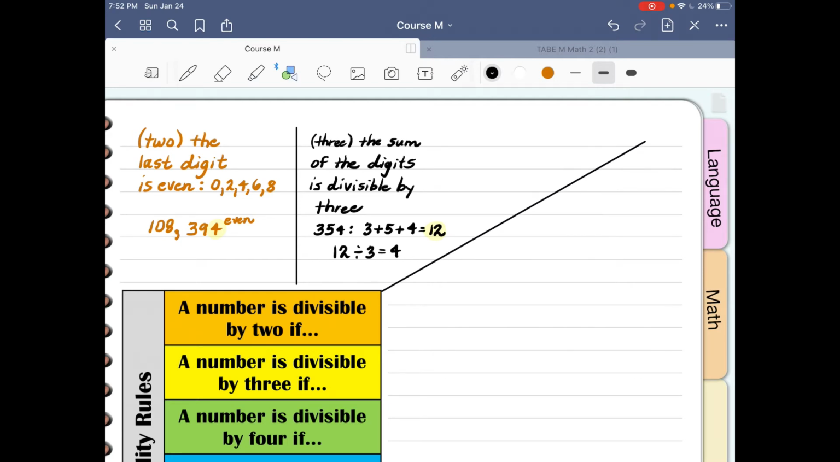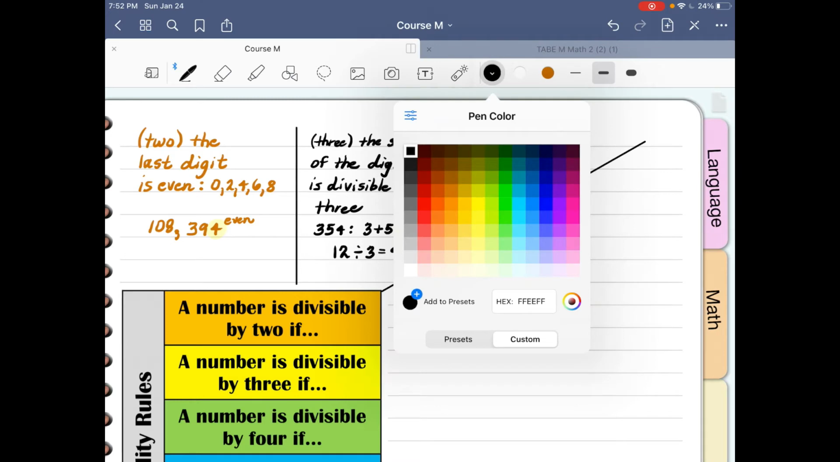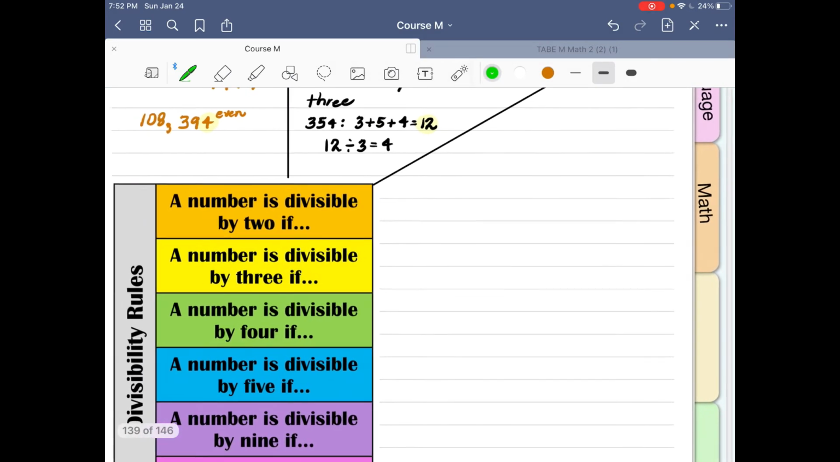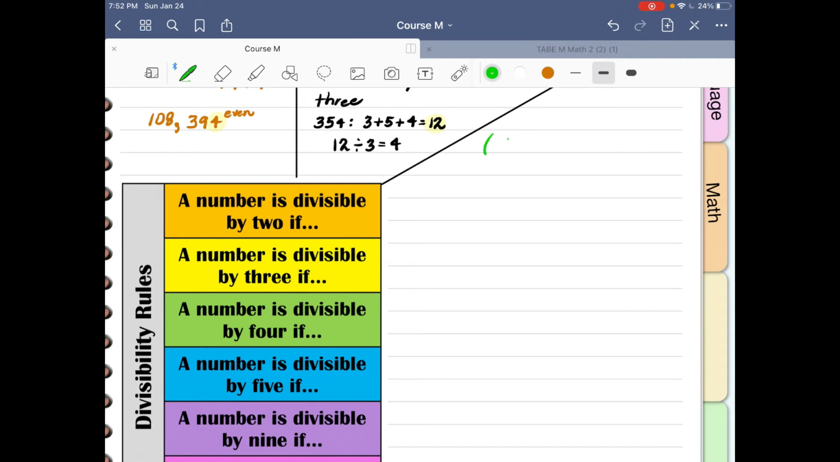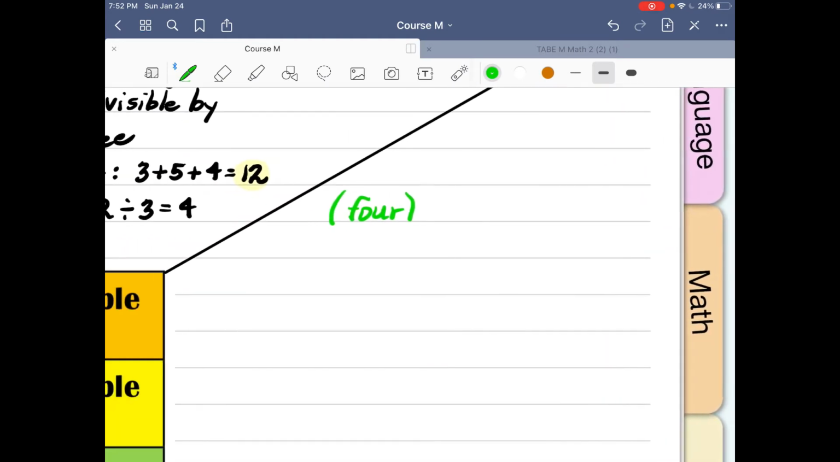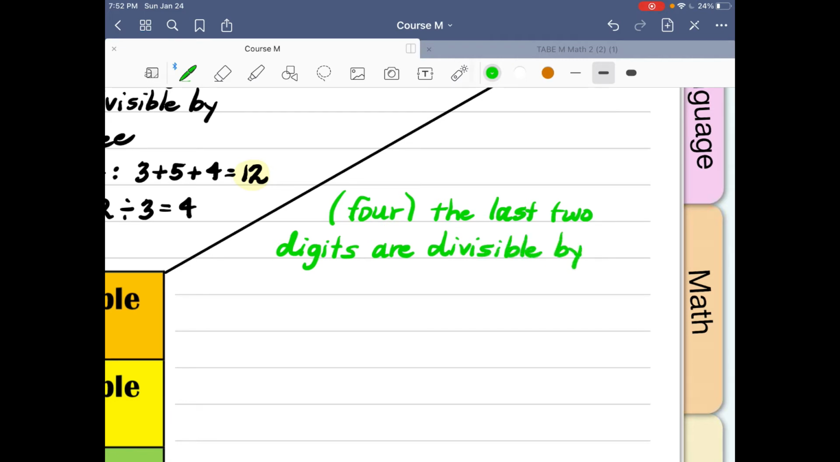Okay, let's take a look at the 4. And that one I can use some green ink, I think. So a number is divisible by 4. Let me zoom in for you. We're working with 4. The last 2 digits are divisible by 4. So if the last 2 digits will break down by 4, the entire number will break down by 4. And here's an example.